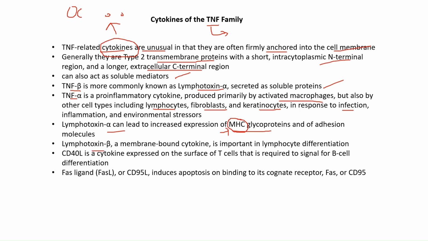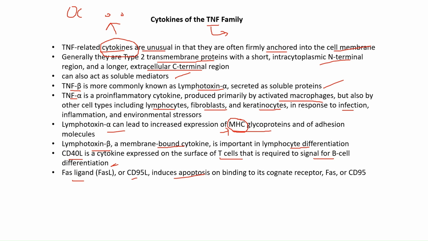Now, lymphotoxin beta is a membrane bound cytokine and is important for lymphocyte differentiation. Similarly, one more family member, CD40L, is a cytokine expressed on the surface of T cells, and it is required to signal for B cell differentiation. That means it is present on the surface of the T cell but required for the differentiation of the B cell. Similarly, Fas ligand or CD95L are responsible for apoptosis. Apoptosis means programmed cell death.